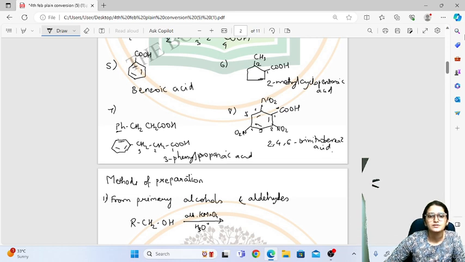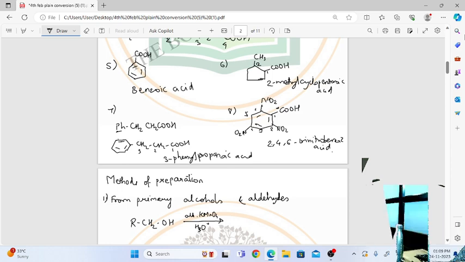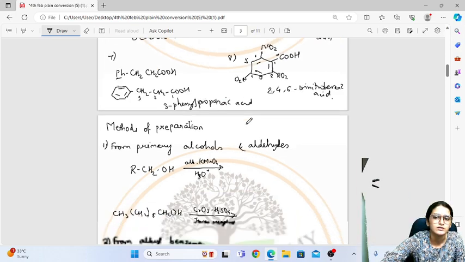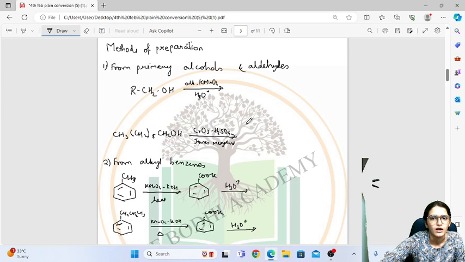Okay, so this is about the simple nomenclature of carboxylic acids. Okay, so different types of groups we can see here: aliphatic, aromatic, cyclic. So here using the same rules you can name the compounds. Okay, now next is the methods of preparation of carboxylic acids. Okay, by using which reagents we can prepare the carboxylic acids. So first method is from primary alcohols and aldehydes.